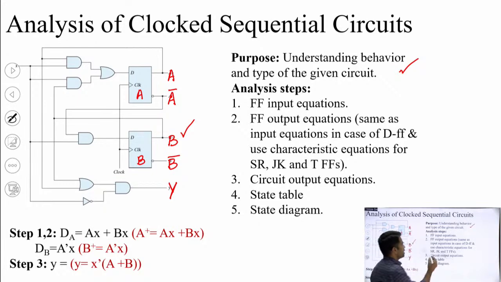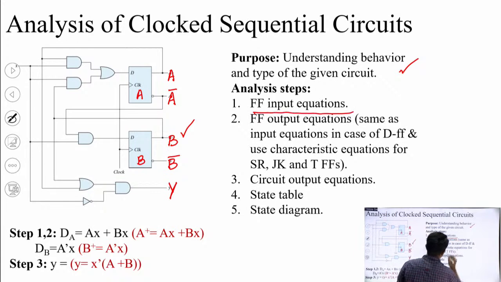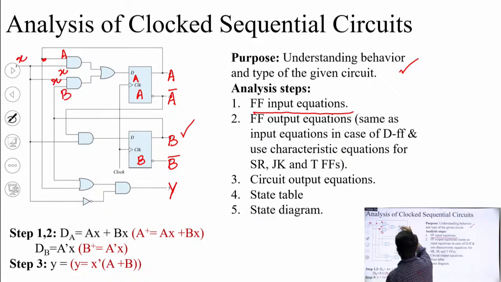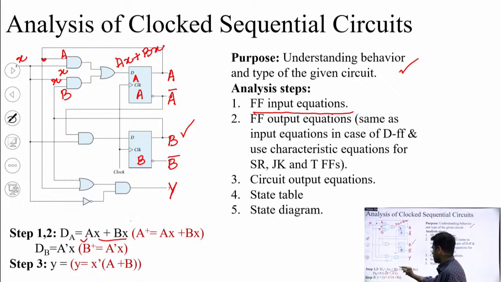Then the next step is to write the flip flop input equations. By flip flop input equations, we mean whatever we are applying at the input of the flip flop, that is dA. This dA is equal to this thing, this is my input X. This X is appearing here and here, and this thing is A and this thing is B. So ultimately this input becomes AX plus BX. That is why it is mentioned here: dA is equal to AX plus BX.